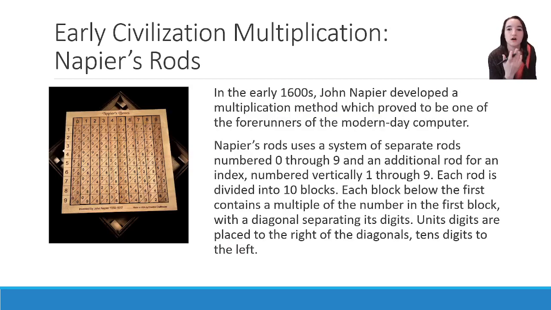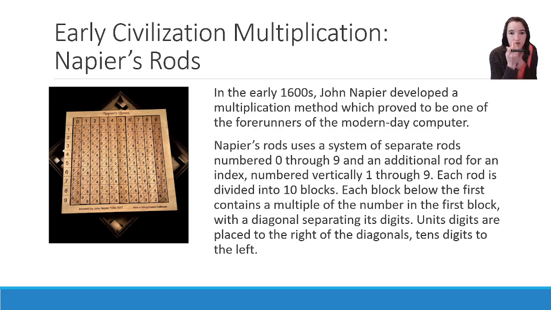Our final computation method we're going to look at is called Napier's rods. Now this method is very related to lattice multiplication, but it's actually an early method of computing. So in the early 1600s, John Napier developed a multiplication method which proved to be one of the forerunners of the modern-day computer. So Napier's rods uses a system of separate rods numbered 0 through 9 and an additional rod for an index, numbered vertically 1 through 9.